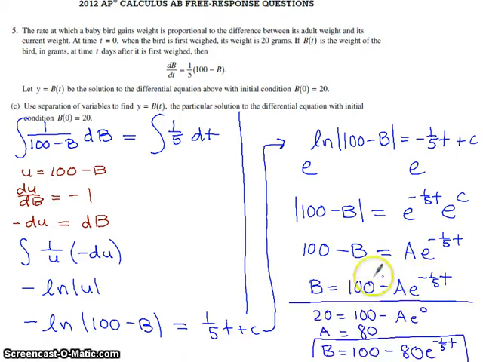So once we have our general solution here, we just have to apply the initial condition, which tells us when t is equal to 0, b, the weight of the bird, is equal to 20. So we put 20 in place of the b, we put 0 in place of the t. E to the 0 is 1, so this is just 100 minus a. Well, if 100 minus a is equal to 20, then a would obviously have to be 80. So when you solve this for a, you get 80. And then our particular solution is going to be this right here.